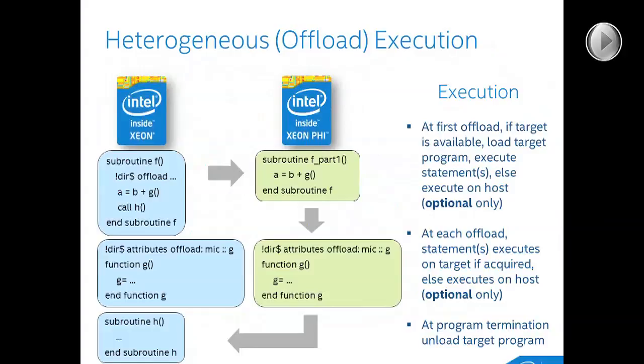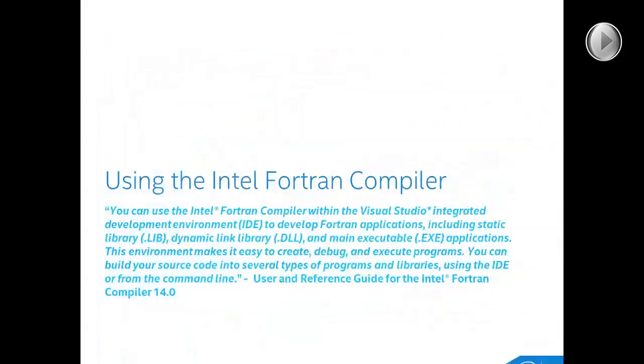So at the end of the host program termination, the target program would be unloaded and the coprocessor would be released. So that's a simplified explanation of how the offload execution works, and that's really all I had in terms of the offload programming model specific to the Xeon Phi.